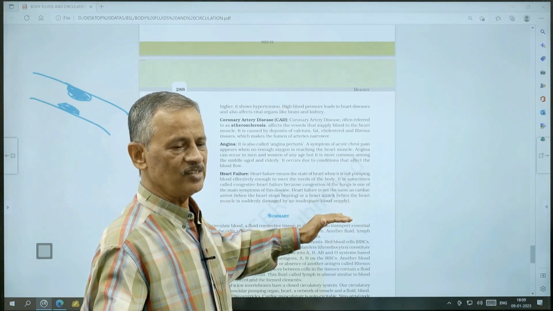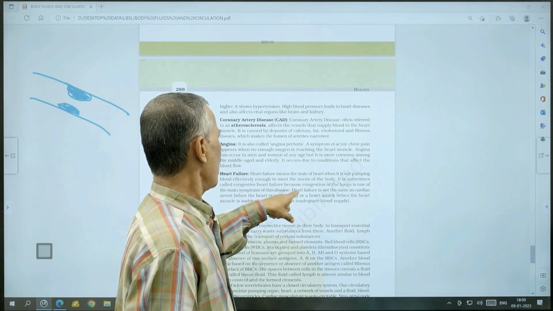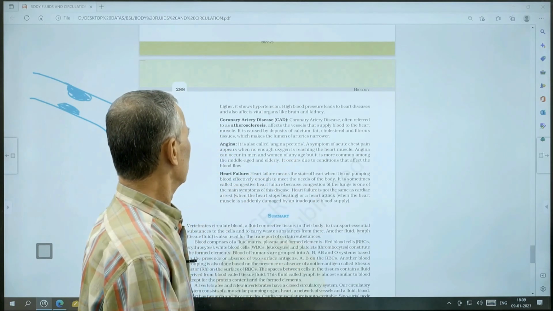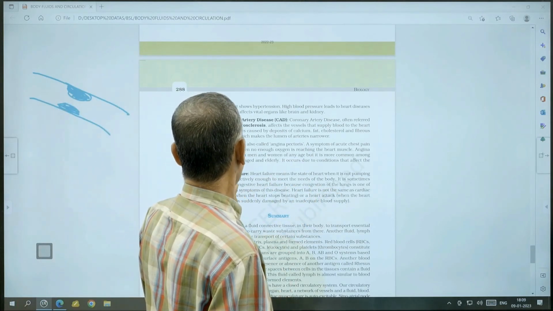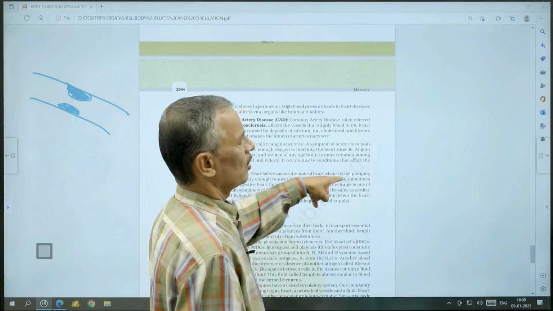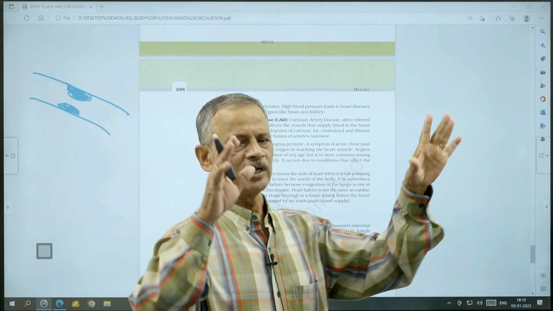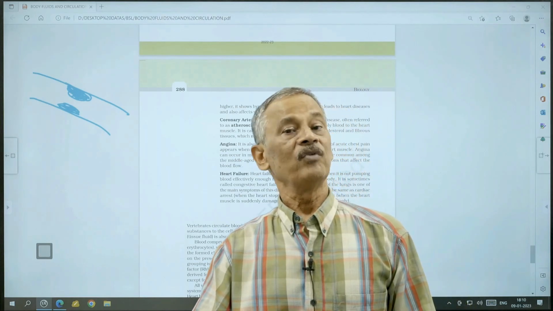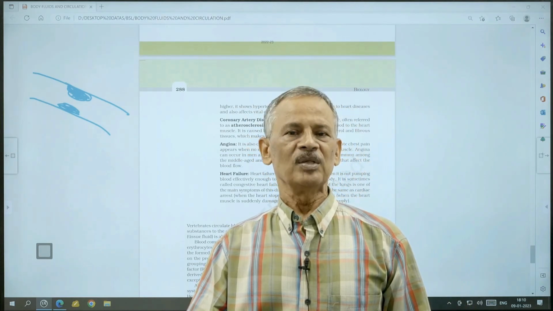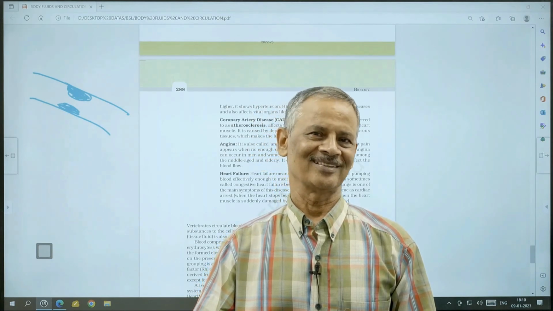Cardiac arrest is sudden stopping of the functioning of the heart, and heart failure is failure of the heart to effectively pump oxygenated blood to different parts of the body. Okay, so with that we come to the conclusion of this chapter, body fluid and circulation.